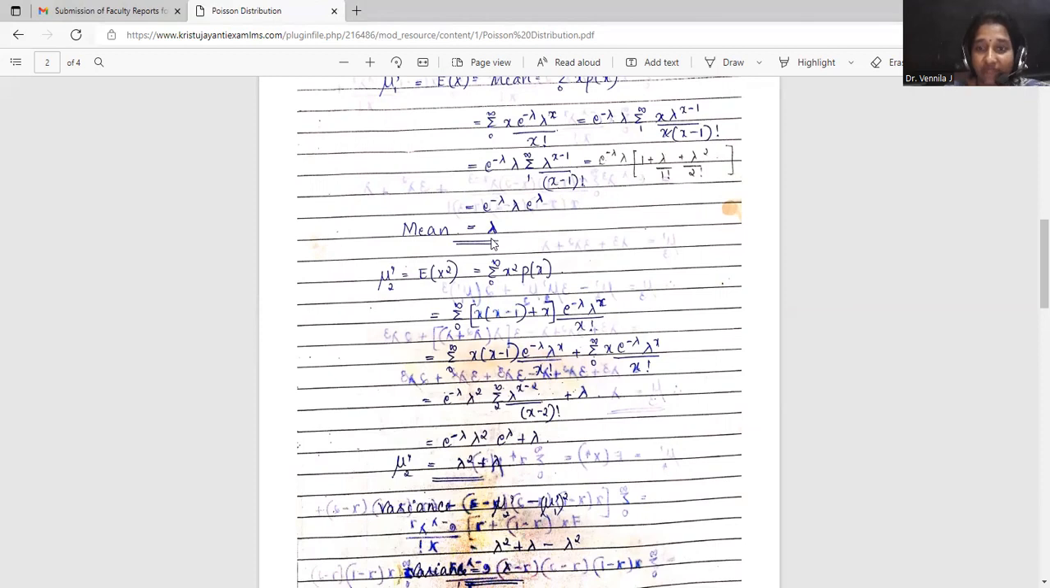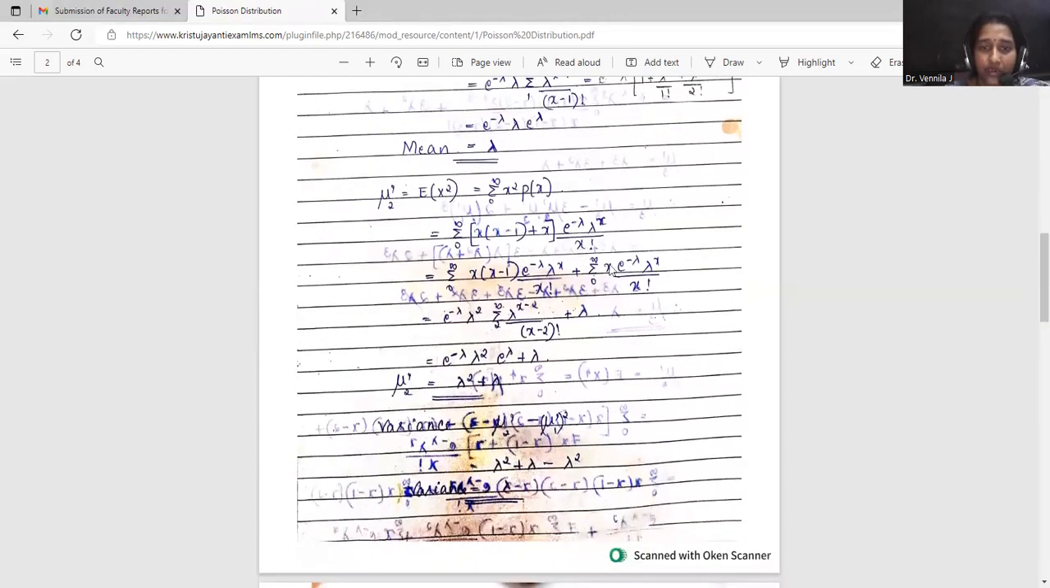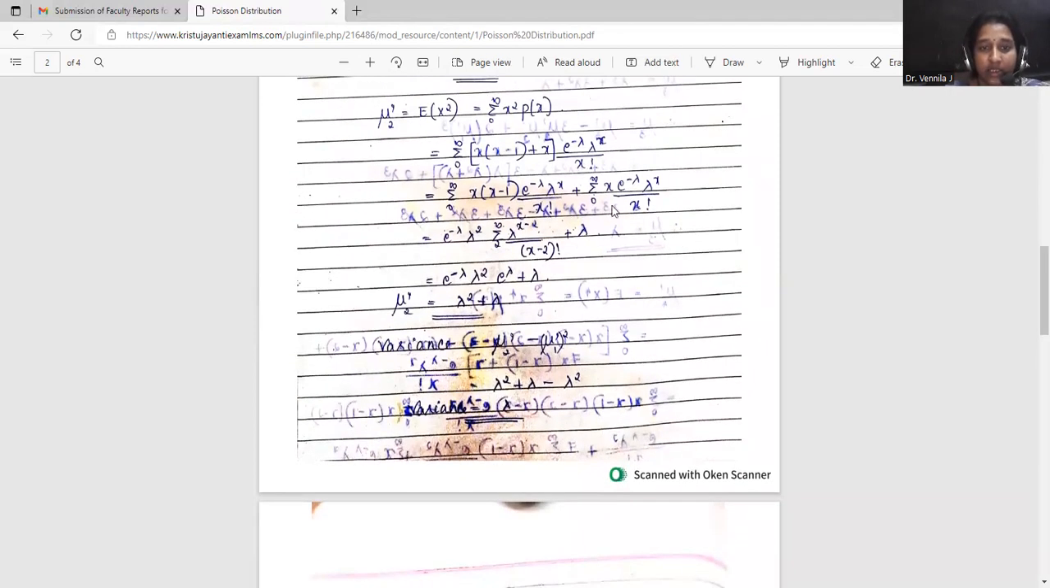Now we have to find the variance. Okay, so before going to that, what is the variance formula? Mu2 dash minus mu1 dash the whole square. Now we want to find the mu2 dash. So mu2 dash formula is expectation of x square, which is equal to summation x is equal to 0 to infinity x square p of x. So in this x square, you can expand like this: x into x minus 1 plus x, into p of x. Now we have to write two terms. One is x into x minus 1 p of x and another one is x into p of x, right?